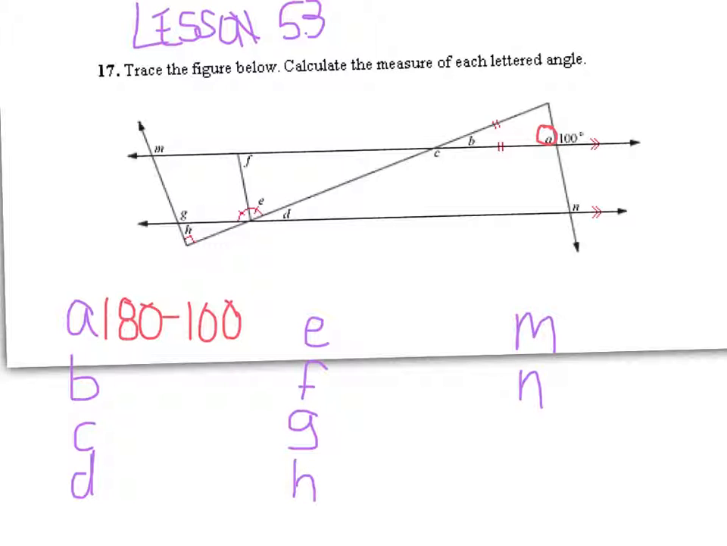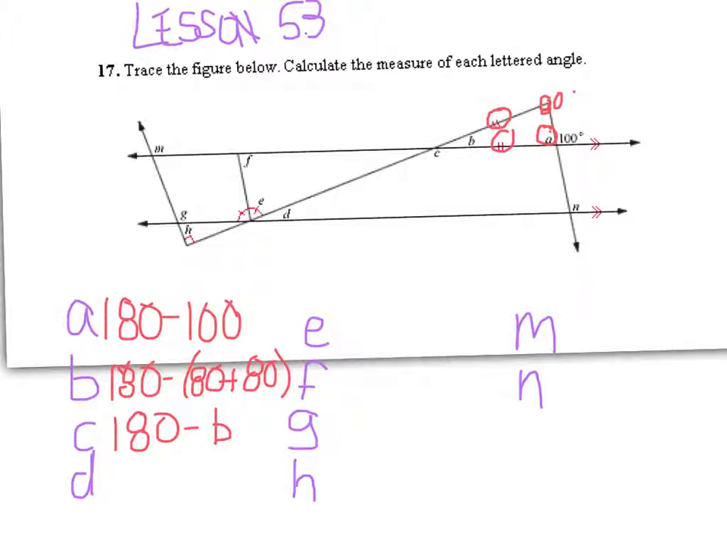Letter B can be found by looking at the isosceles triangle in which B is the vertex angle. If A is 80, this angle is also 80 because the base angles are congruent. So if we take 180 minus 80 plus 80, that gives us angle B. Angle C is a linear pair with angle B, so 180 minus B will give us C.